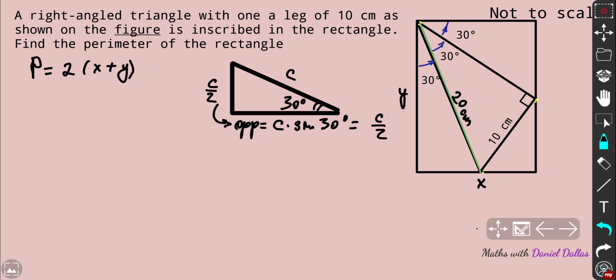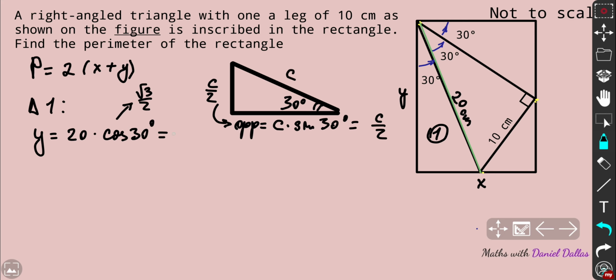How to calculate y? Again, we go to a triangle, let's mark it as 1. From triangle 1, we can figure out y. y is the adjacent side, so it's simply the hypotenuse 20 times cos of 30 degrees. Cos of 30 is square root of 3 over 2. So that's why we'll get 10 square root of 3. So we found y. Let's get back to x.